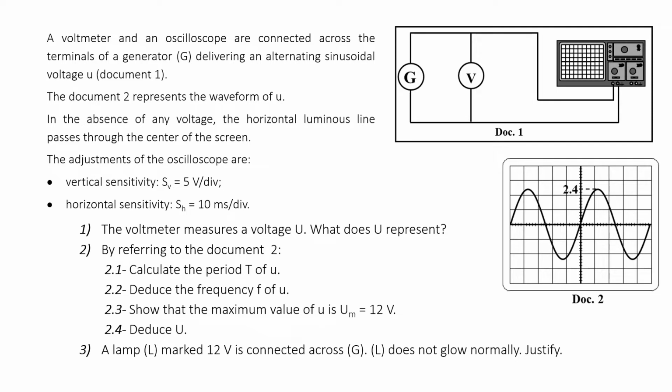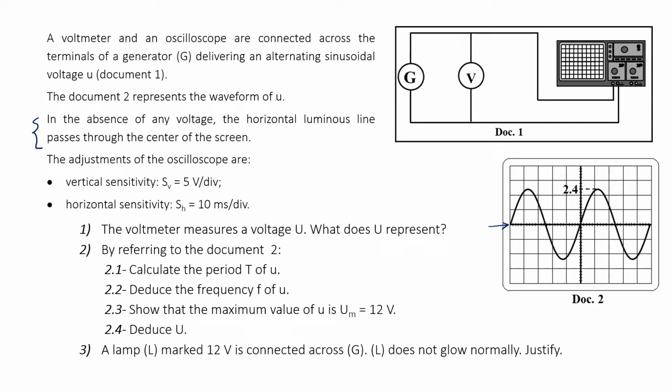In the absence of any voltage, the horizontal luminous line passes through the center of the screen. The adjustments are given: vertical sensitivity and the horizontal sensitivity. Before we move to the questions, I would like you to notice this sentence here. In absence of any voltage, the horizontal luminous line passes through the center of the screen. This is the center here. And this sentence is simply setting a reference with respect to which we're going to read our values.